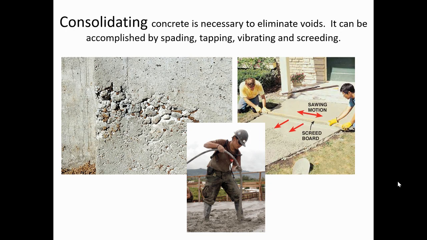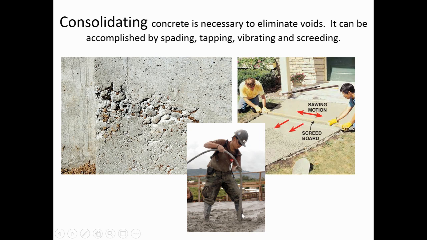They have different words for it, but you can see in this picture here, the concrete has all these voids, and that's not good. So what we need to do is vibrate it, tap it, spade it, screed it. It's just like shaking up the concrete a little bit to make it settle and flow. In the middle picture, this is a vibrator, and you just stick it in here and it vibrates, and the concrete all flows around it.